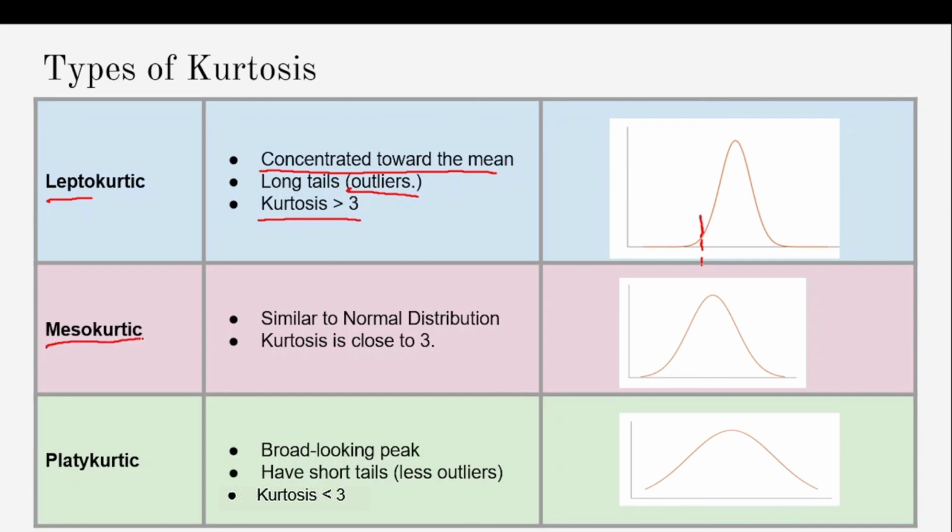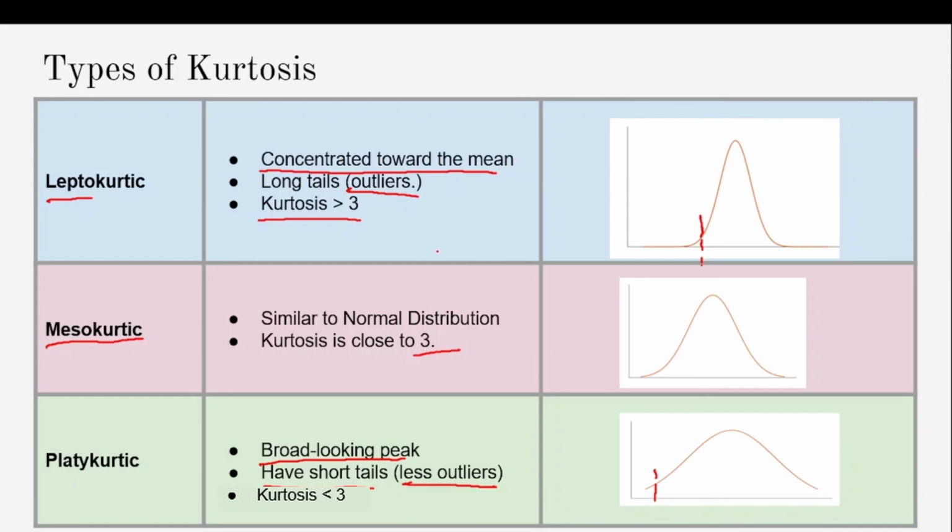Then we have the mesokurtic distributions. Mesokurtic distributions are distributions which are similar to the normal distribution. The value of kurtosis for such distributions is 3. Then we have the platykurtic distributions. Platykurtic distributions represent a flat curve which has a broad looking peak and a shorter tail. Since we have a shorter tail, we have very few outliers.